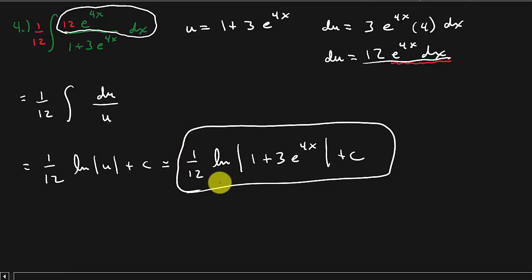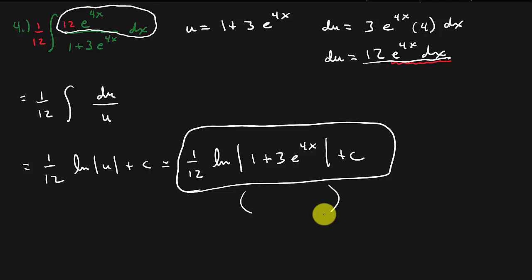Now, let me say this. In this problem, yes, I put absolute value, but I didn't have to in this problem. I could have just used parentheses there. But I'll say this, whenever I'm doing the integral and I get natural log as an answer, I'm typically always putting absolute value. Okay?